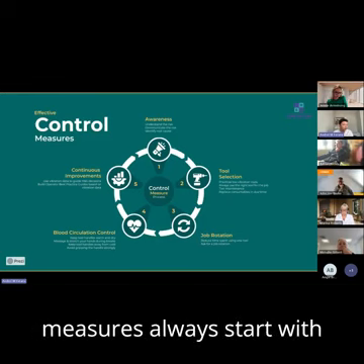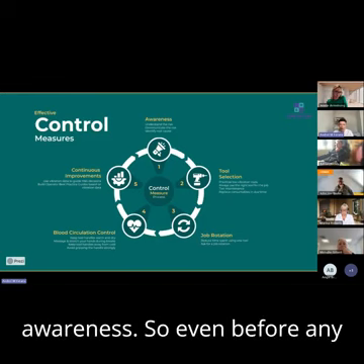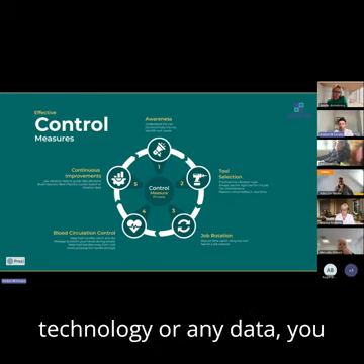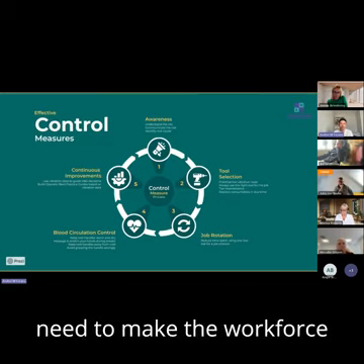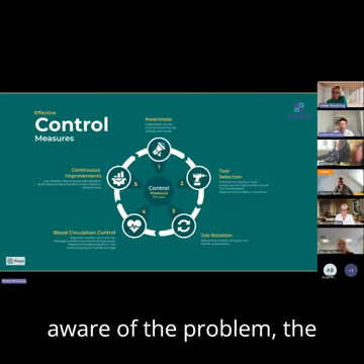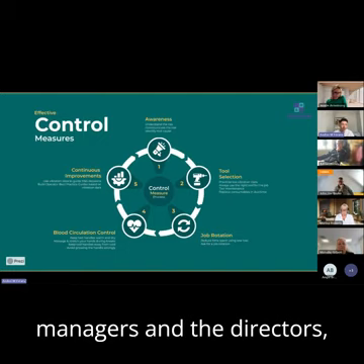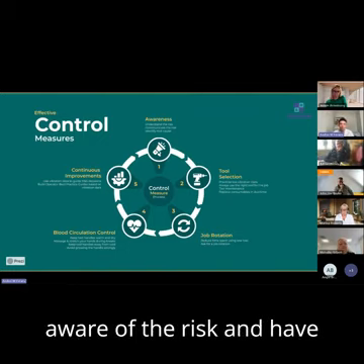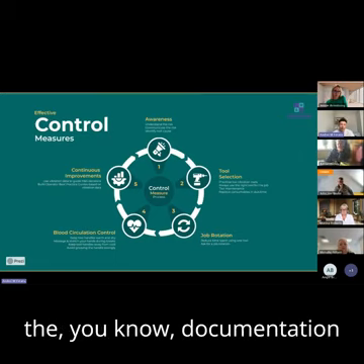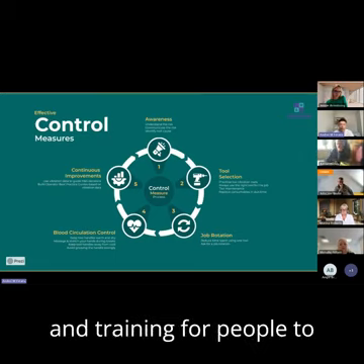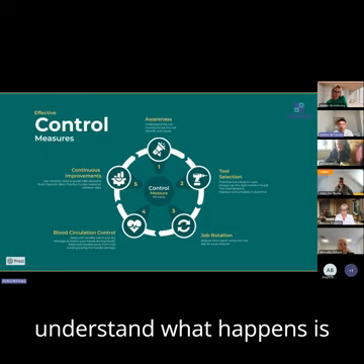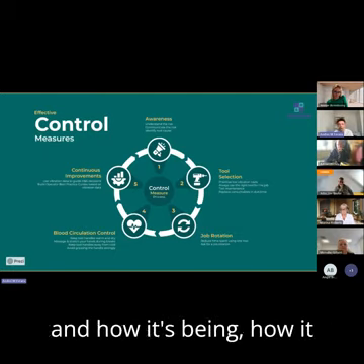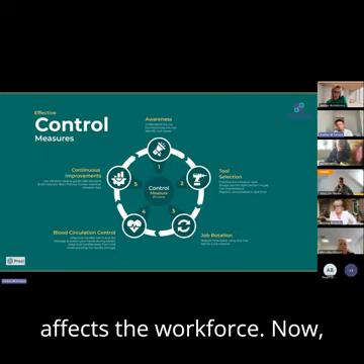And control measures always start with awareness. So even before any technology or any data, you need to make the workforce aware of the problem. The managers and the directors, so all levels of the organizations, have to be aware of the risk, and have the documentation and training for people to understand what HAVS is and how it affects the workforce.